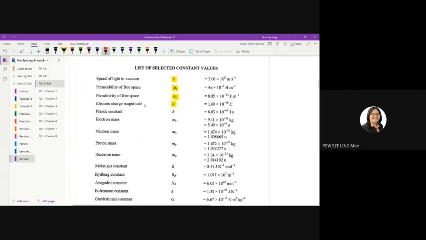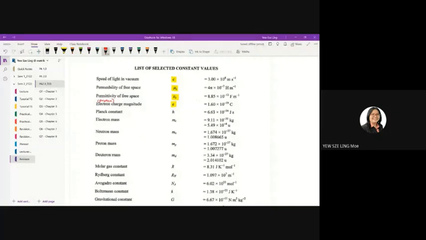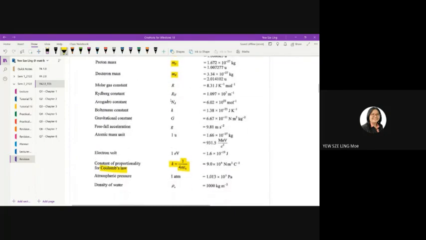This one can also be used for proton, not just electron, because proton and electron both have the same charge. And then the Planck constant, obviously you're going to use it. And then electron mass, neutron mass, proton mass, deuteron mass. The ones that you don't have in SEM 2 are the molar mass, no; Rydberg constant, no; Avogadro, you need it in chapter 11; Boltzmann constant, no; gravitational constant, no.